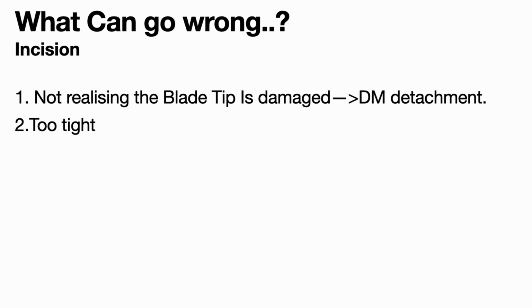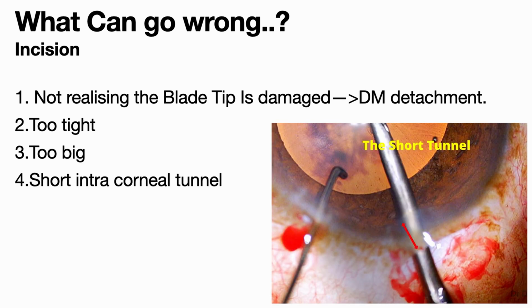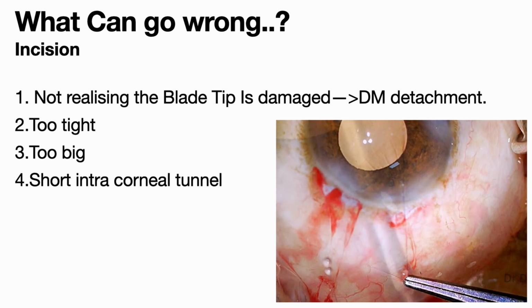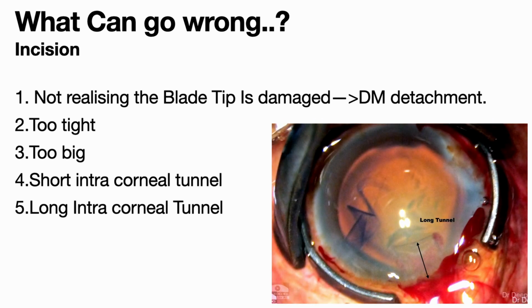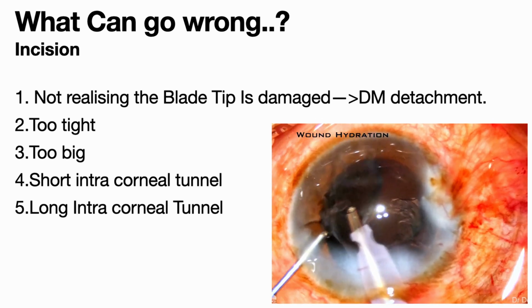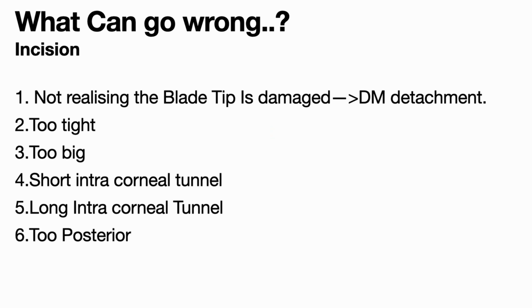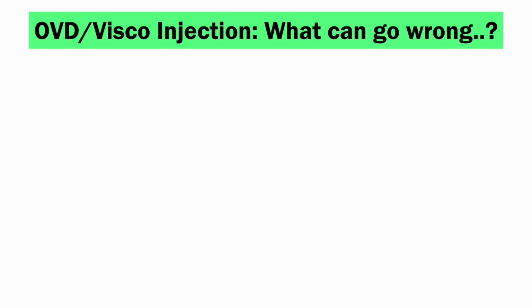The incision can be too small or too tight, or it can be too big. The tunnel which you created could be too short and hence unstable, or we could create a very long intracorneal tunnel which can cause intraoperative problems. We can have a too posterior incision or we can have a too anterior. So this is some of the list which we can prepare just trying to learn a simple step as an incision itself. Let me take you through another very simple step, that is OVD injection.